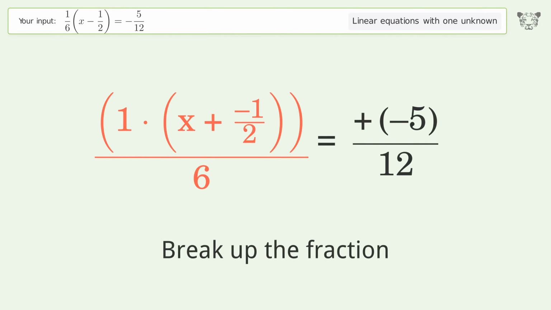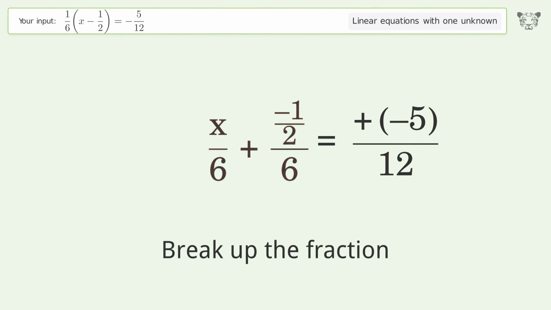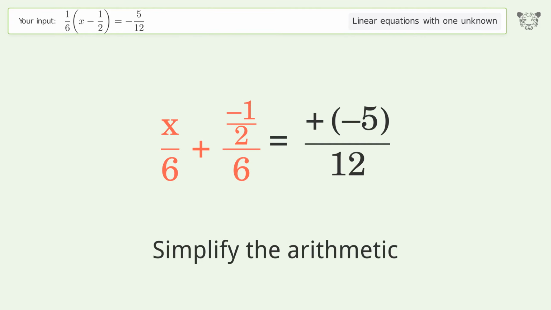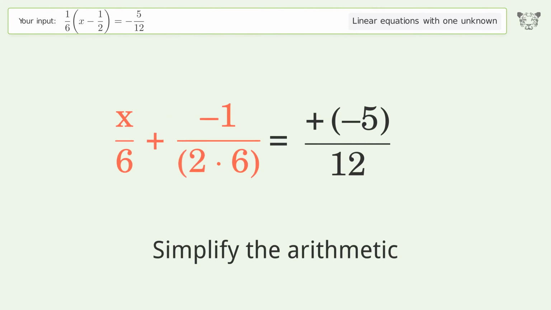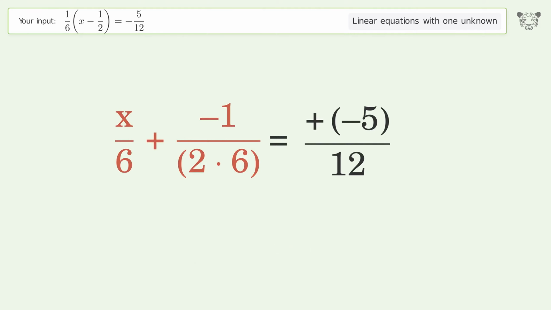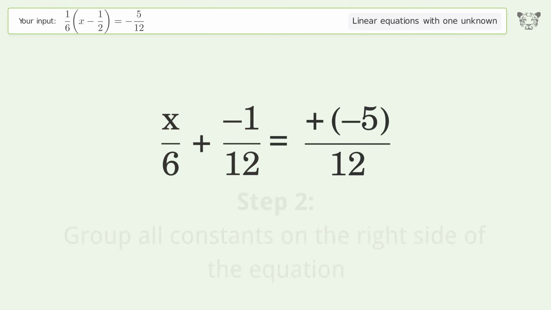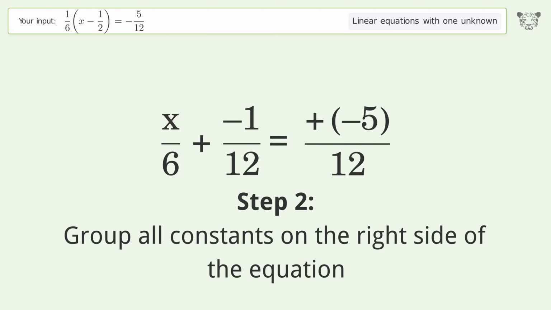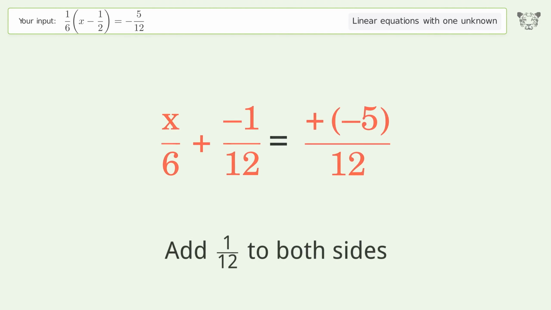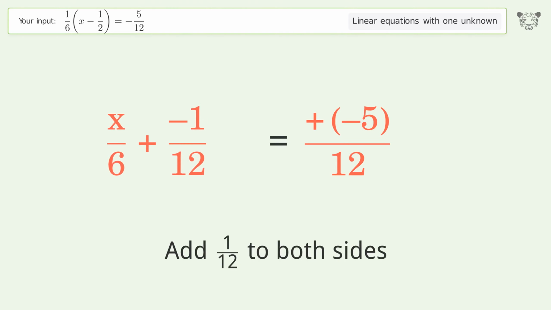Break up the fraction. Simplify the arithmetic. Group all constants on the right side of the equation. Add 1/12 to both sides.